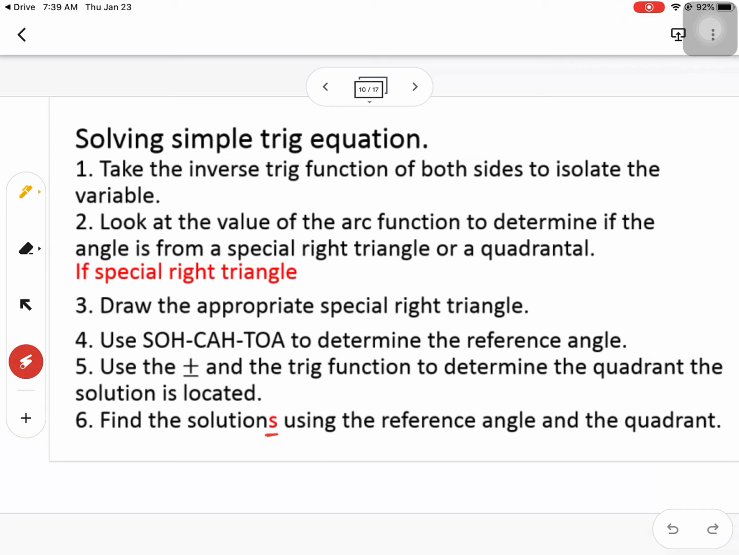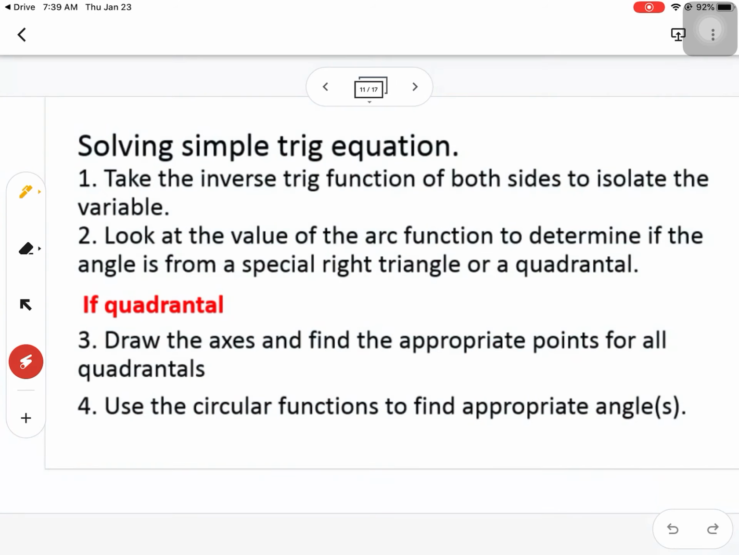It is important that there is an S here on the solutions. You'll notice it's red because there could be multiple solutions to every single problem, which is probably what we're going to talk about in detail as we go. But that S is pretty important. Here are the steps for if you are solving a trig equation and you have a quadrantal angle. So again, these first two are exactly what you saw on the last page. The bottom two are what's more specific to our quadrantal angle.